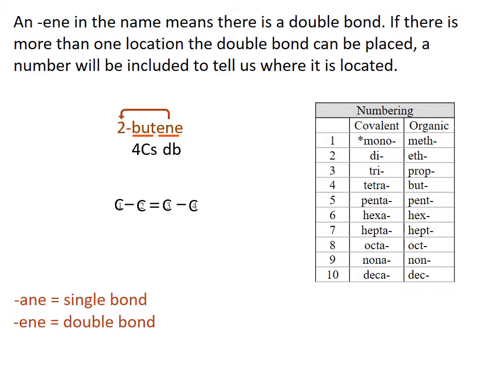So the first carbon will need 3 hydrogens added to it. The second carbon will need 1 hydrogen. The third carbon will need 1 hydrogen. And the fourth carbon will need 3 hydrogens. Now each carbon is making 4 bonds.